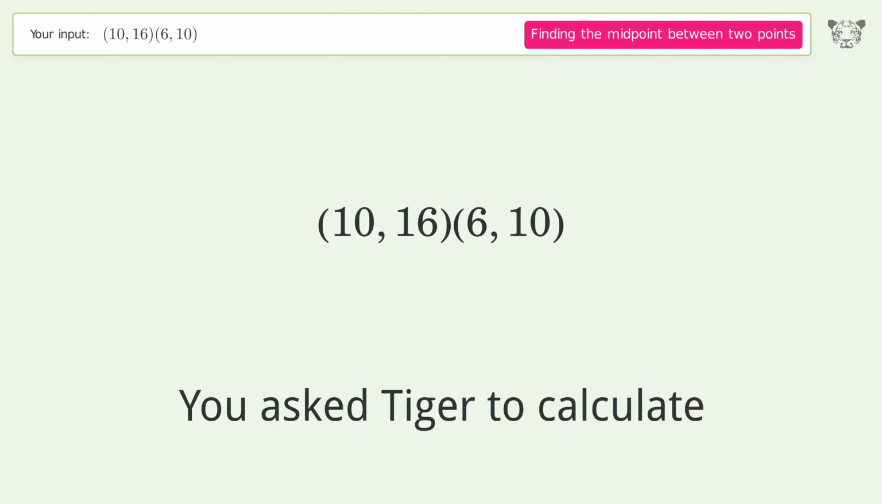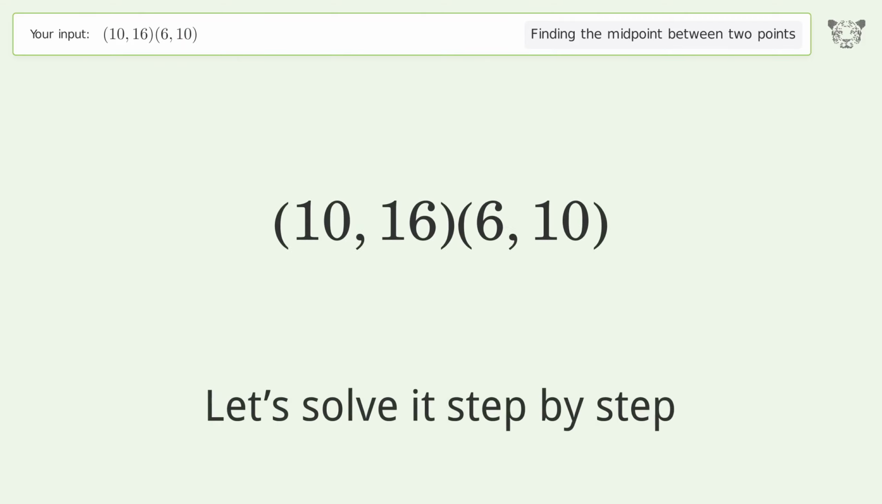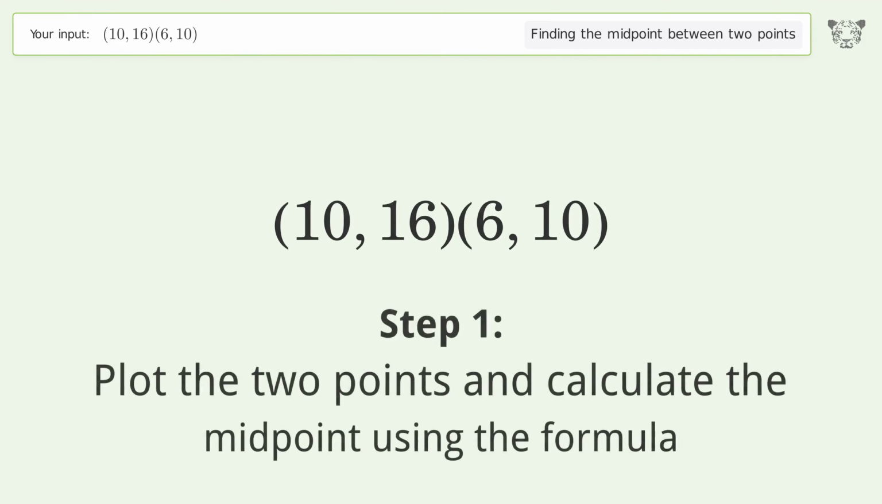You ask Tiger to calculate. This deals with finding the midpoint between 2 points. The midpoint between the 2 points is 8,13. Let's solve it step by step. Plot the 2 points and calculate the midpoint using the formula.